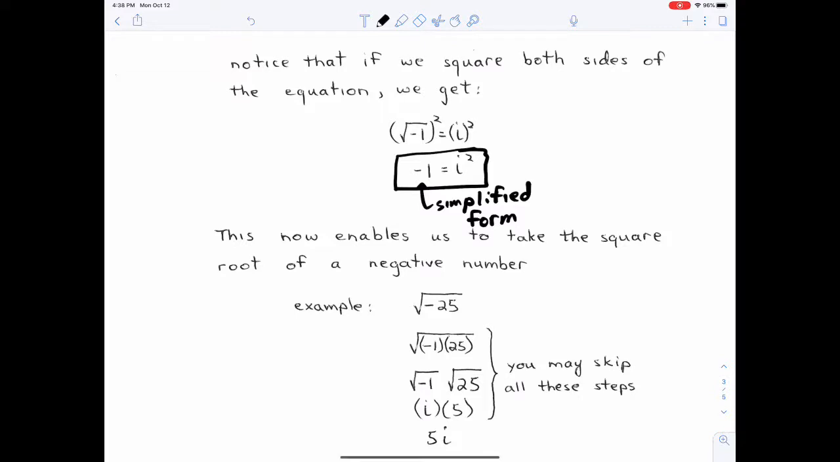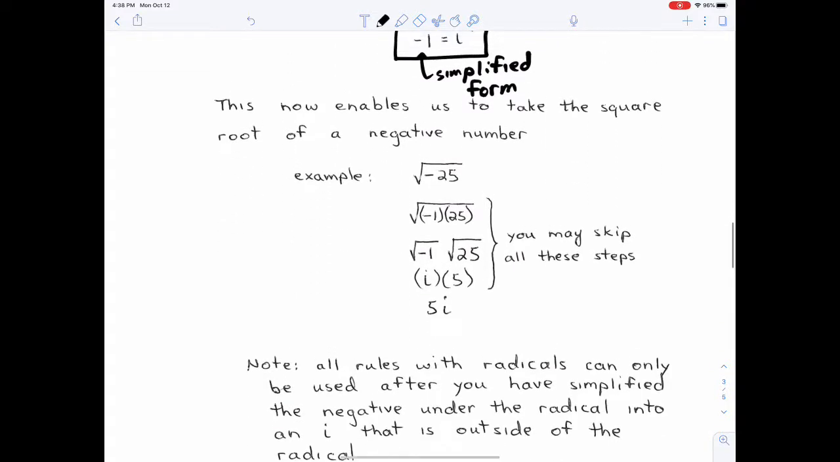So what are we going to do? Remember, your first thought, or should be your first thought, when you take a root of any kind, square root, cube root, eighth root, whatever, is factor. So I'm going to factor negative 25 into negative 1 times 25. And then what's the square root of negative 1? It's i, and the square root of 25 is just 5, so it's 5i. And again, why we do this, I'm not going to get into today.